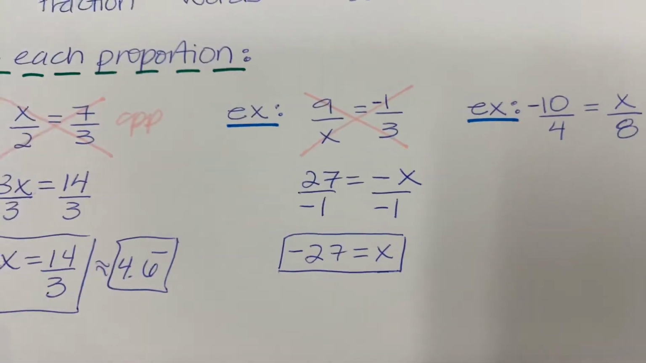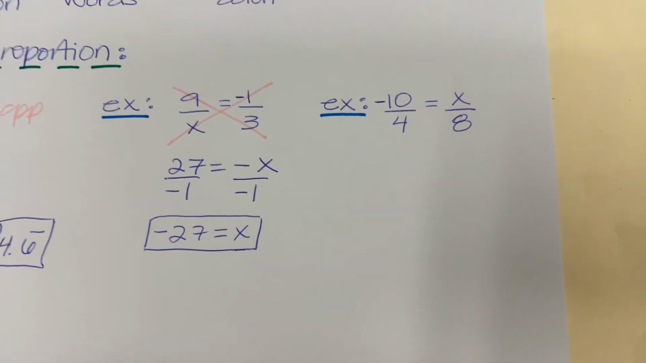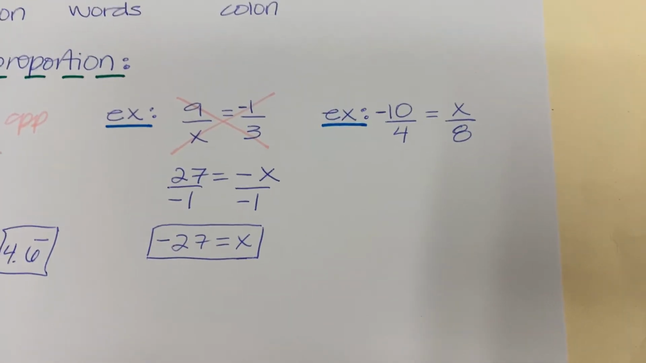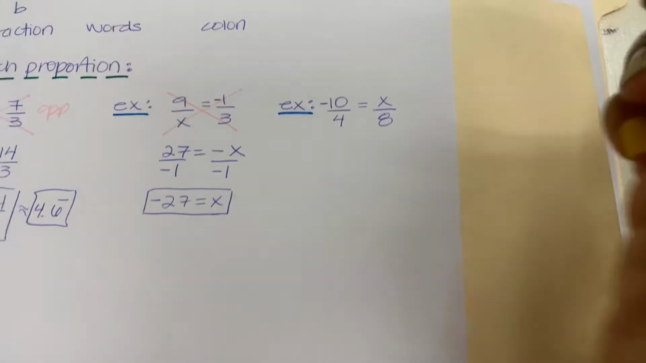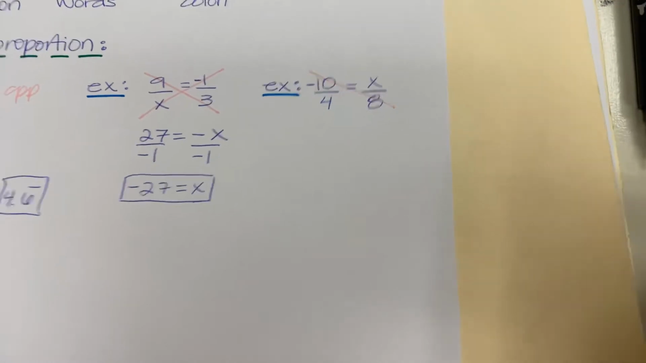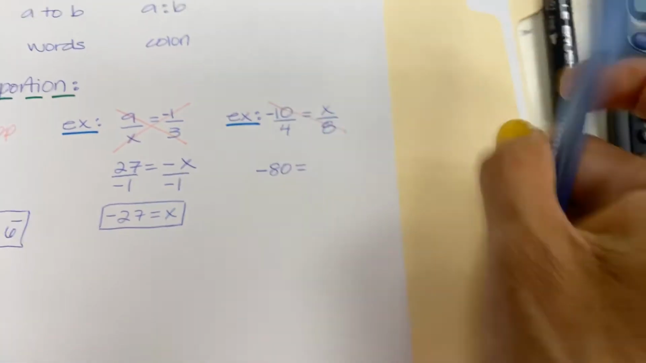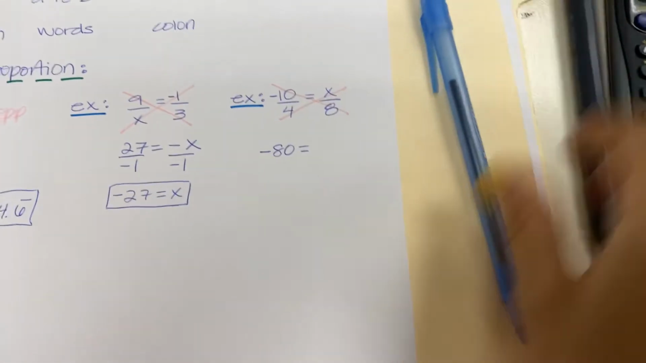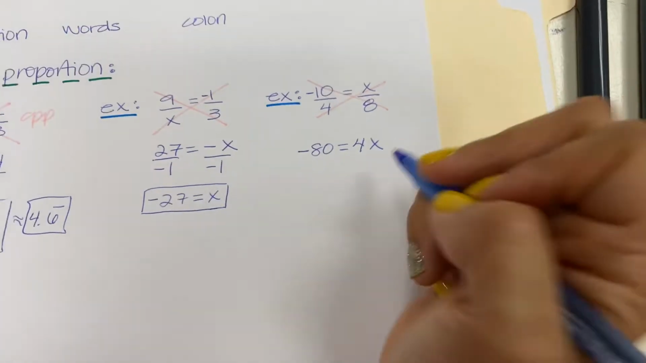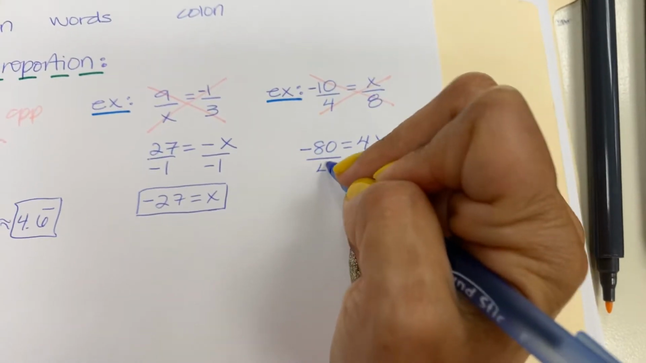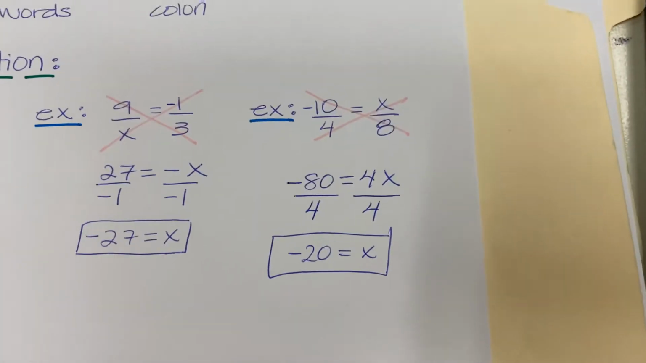And so there's a second one. You've got to know how to do this for the next two modules, the similarity module and trig. Okay, here again, cross product property, negative 10 times 8 is negative 80. 4 times x is 4x. And now divide by 4 because I want to know what x is. So I get negative 20 is x. There you go.